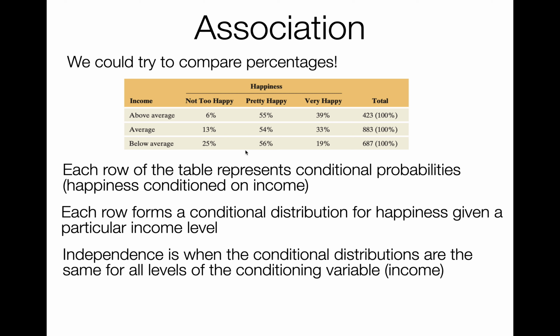The percentages should be the same in every row, or at least very similar, for me to think that these things are independent. Okay, clearly they're not. Clearly they're not, and so it's probably not safe to assume that these are independent.